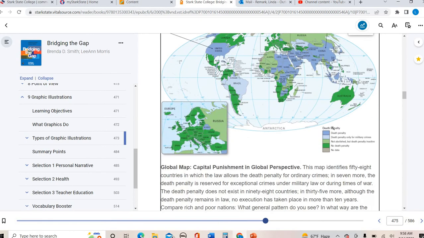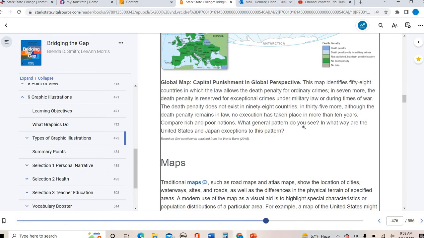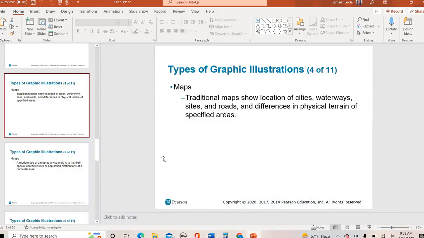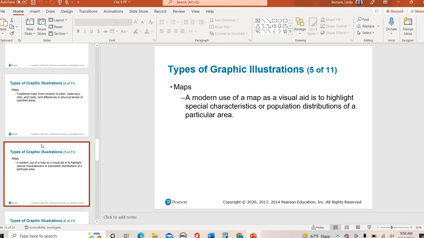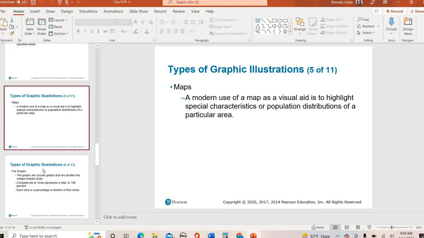So here's an example of a global map, and in this case, they are coupling it with capital punishment, and you have your legend and all of these different things. So a map is a 2D representation of usually a 3D situation. It's going to show different physical terrains and different areas. And again, the purpose of it is to highlight maybe certain special characteristics or populations or geographic locations.